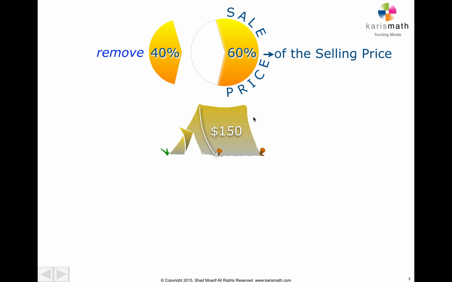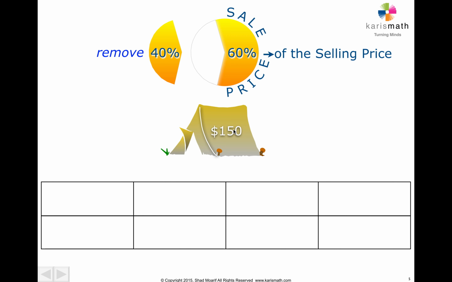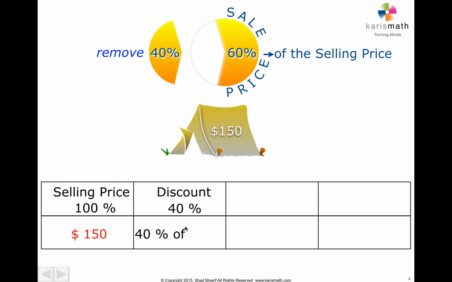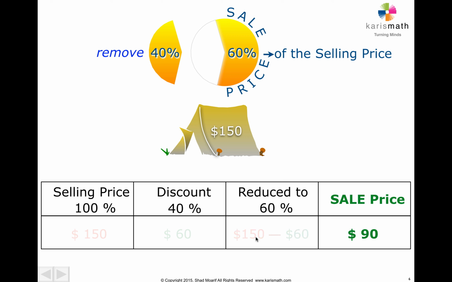So if you look at the price of a tent is $150, the selling price is $150, and you do a discount of, say, 40%, conventionally you would just remove 40% from $150. 40% of $150 is $60. So you remove $60 from $150, so you reduce it to 60%, which is 150 minus 60, which is $90. That's what it means.